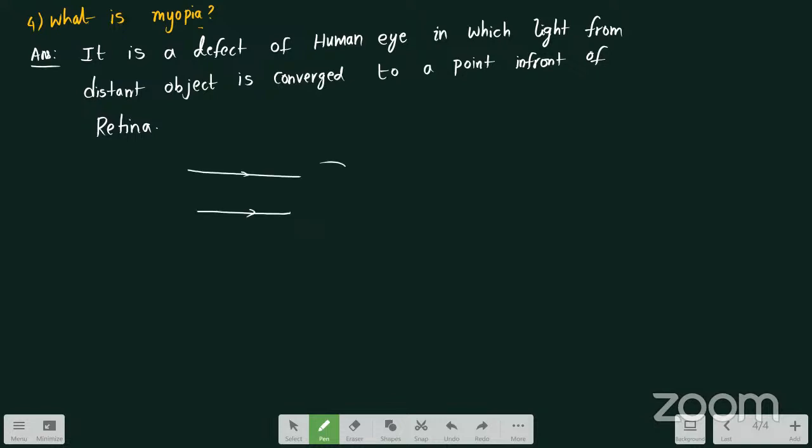Let us assume this is our eye. So what will happen? The light ray will converge in front of retina. This is our retina. So instead of converging on retina, what is happening? The light is converging before the retina. So in order to correct this, what will we be using?